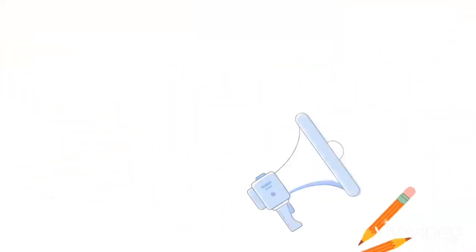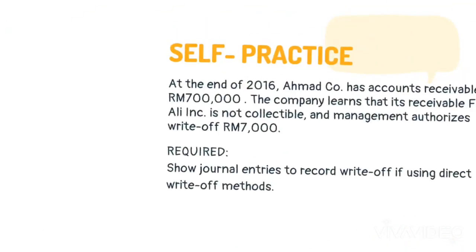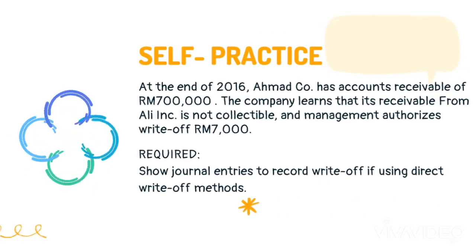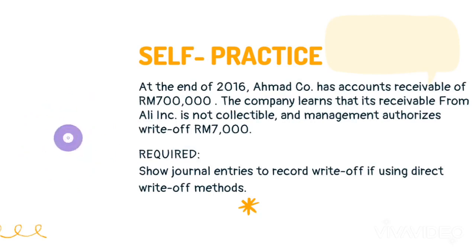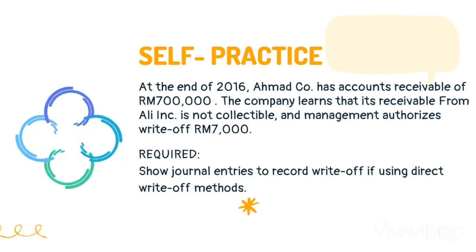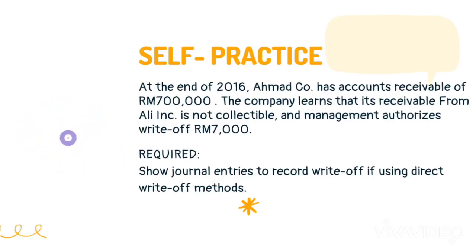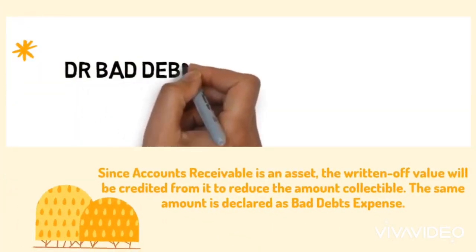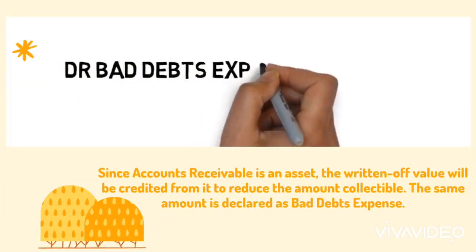And now for self-practice. At the end of 2016, Ahmad Co has an account receivable of 700,000. It is only later the company learns that its receivable from Ali Incorporated is not collectible, and the management has authorized a direct write-off of 7,000 ringgit from this account. Show the journal entry to record write-off if using direct write-off method.